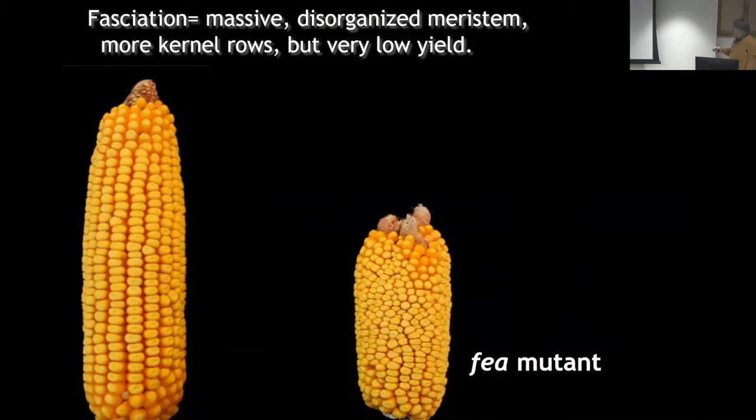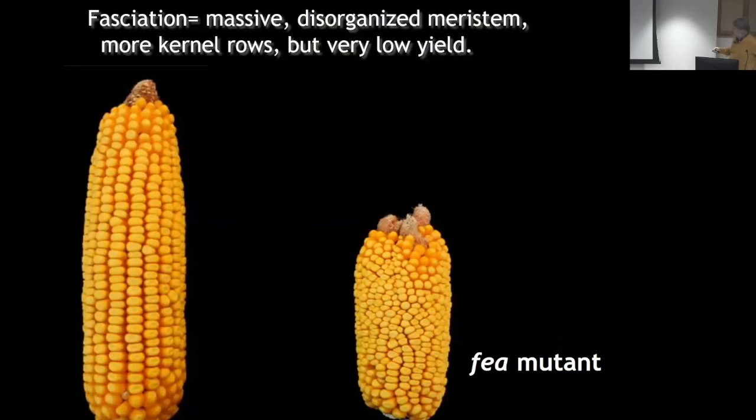But our fasciated mutants have a lot more rows, but you see the rows are really disorganized. And the yield of these mutants is very low. Like a farmer would never want to grow this. But they make too many primordia. It's almost like a cancer. The meristems are proliferating.